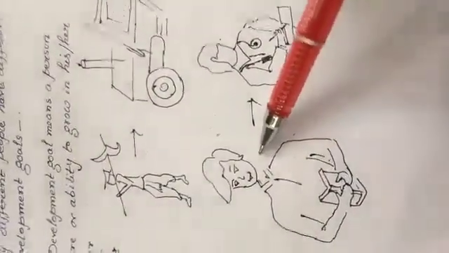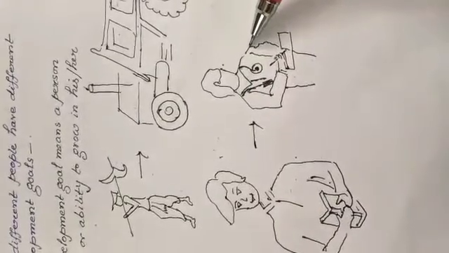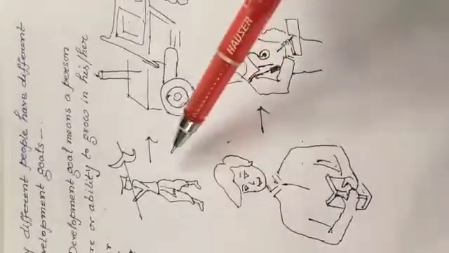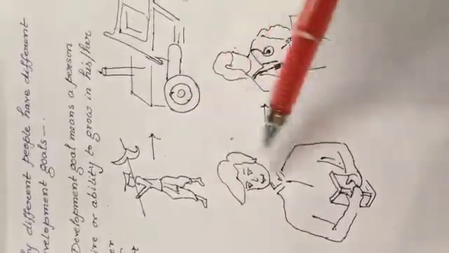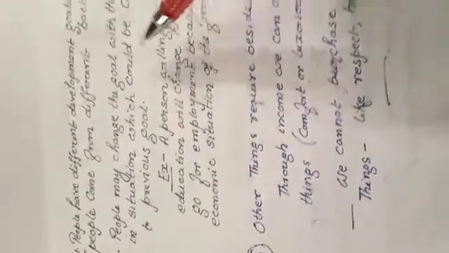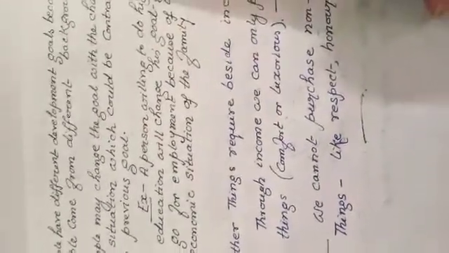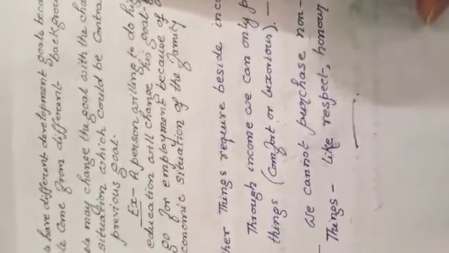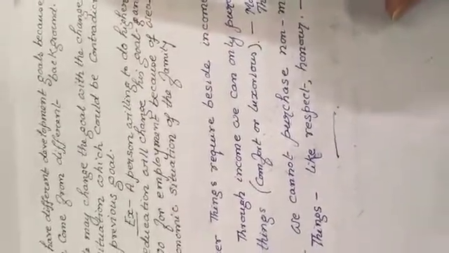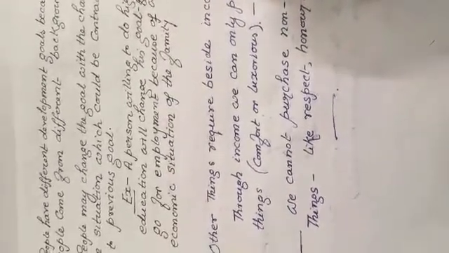Suppose a student who is studying, definitely his aim is to become a doctor or engineer. So you see, development goals for each and everyone vary. Why? Because people come from different backgrounds. Another thing we need to know is that sometimes a development goal may change. For example, a person willing to pursue higher education may change his goal and go for employment because of the weak economic situation of the family.